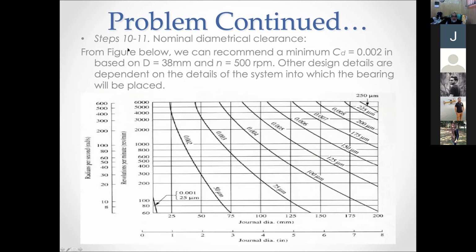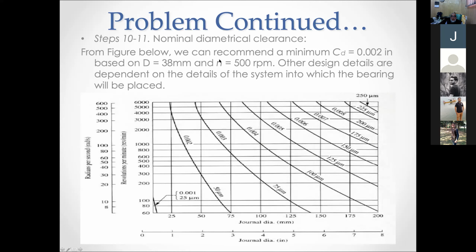Now steps 10 to 11, nominal diameter clearance. You will select the nominal diameter clearance. You know the journal diameter. You know the radial load. You know the speed of the shaft, in rotations per minute and per second. So from here, you know the journal diameter, and you can see what the radial clearance is which is to be adopted.